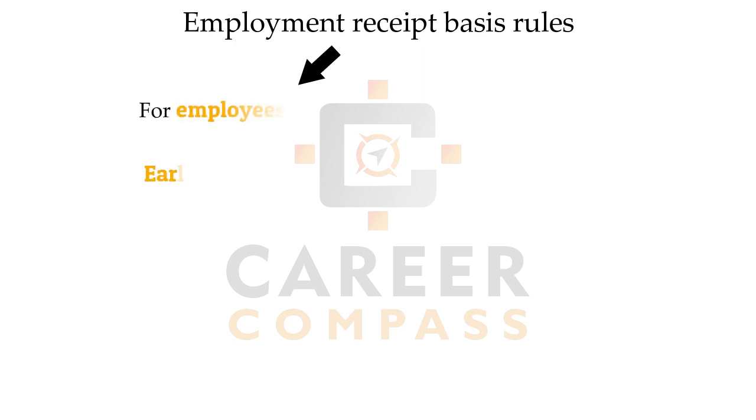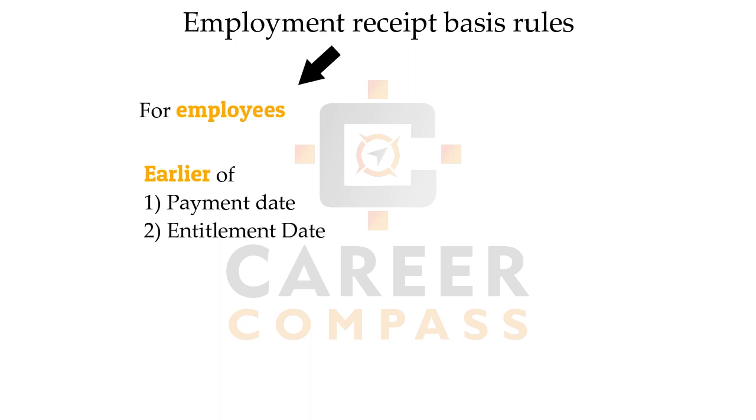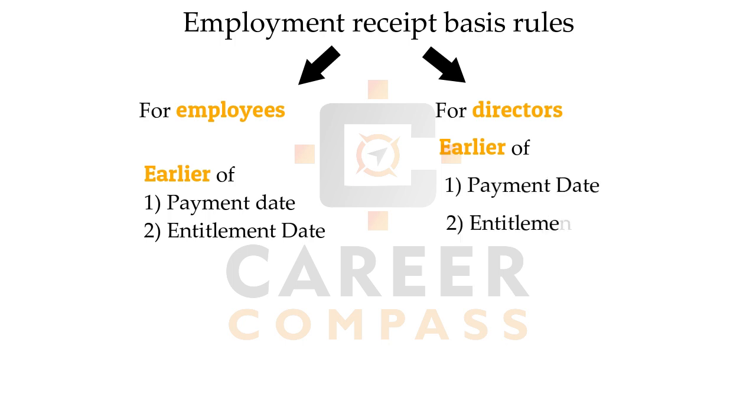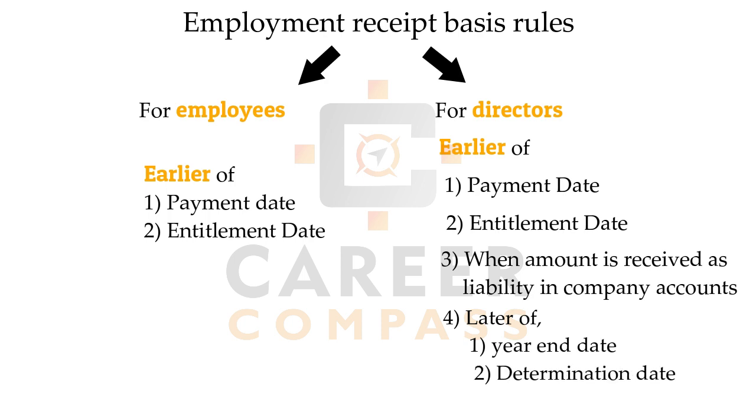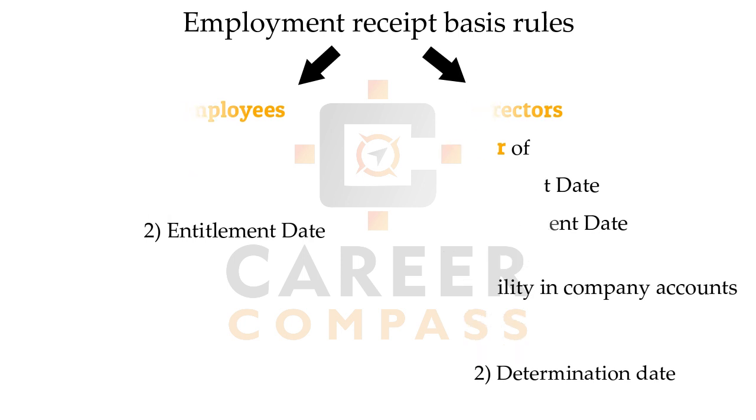So for the employee, students, we have to see the payment date and entitlement date, and whichever is earlier will decide the basis period of that income. In the case of the director, we actually have 4 options, and whichever is the earliest will decide the basis period. The first one is the payment date, then the entitlement date, then recognition of that liability by the company, and the last one is the letter of the year end and determination date. Whichever date is earlier, that will be the basis period for the directors.